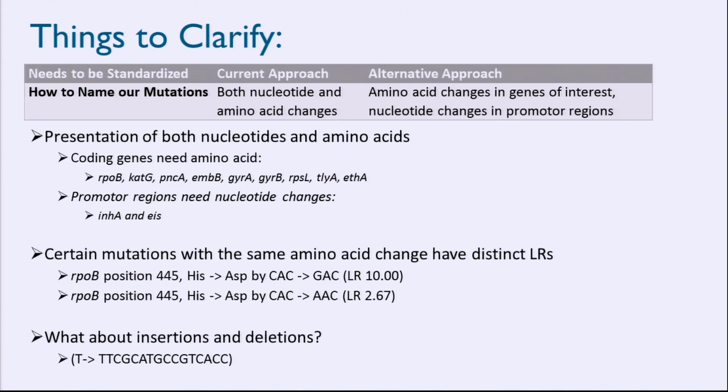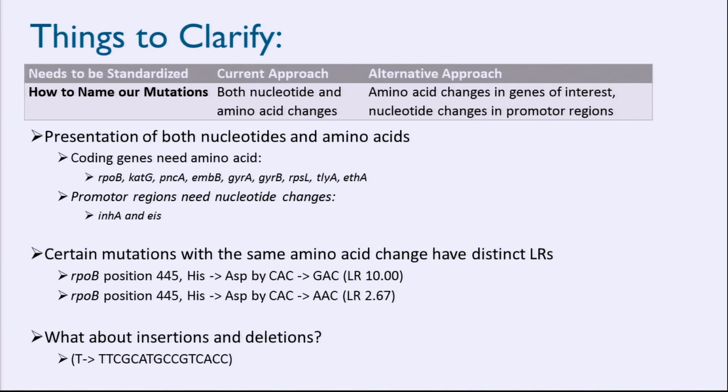If you're just working in the promoter regions, it doesn't necessarily matter what amino acid would be coded for by that set of codons. And in addition, within this data set, certain mutations, despite having the same amino acid change, will have distinct likelihood ratios or confidence in terms of the output.